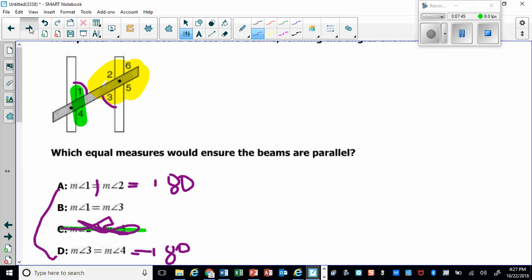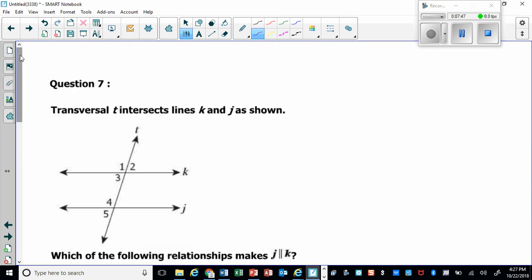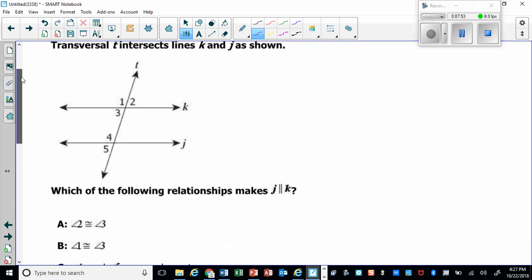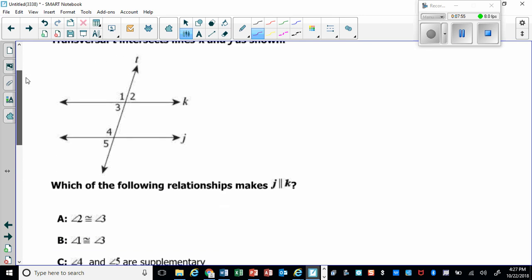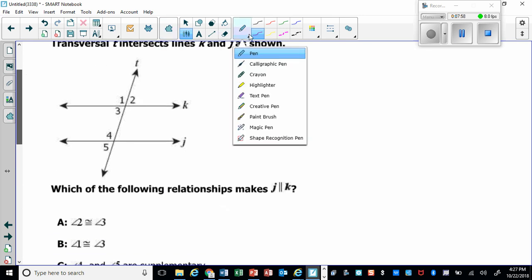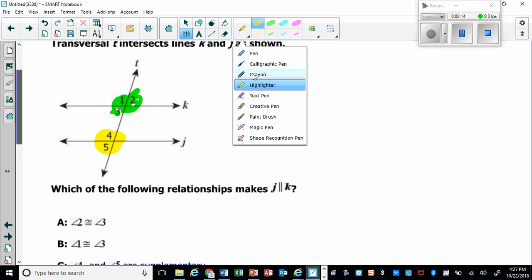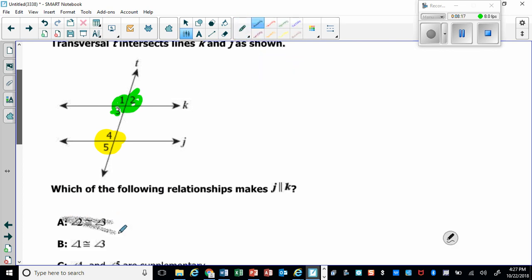Yes, yes, yes. All right, number 7, the transversal T intersects lines J and K, showing which of the following relationships makes it parallel. So remember, 1 has to come from the top, 1 has to come from the bottom, 1 has to come from the green side, the other one has to come from the bottom. Okay, so when it says 2 and 3, I know that's not going to work because they are both from the top. So 2 and 3 would not work. So cross it out. 1 and 3 would not work because they're both on the green one, right?